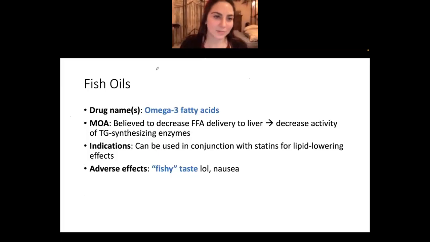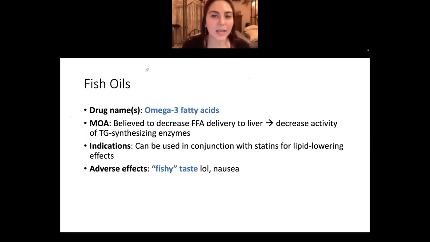So these are your omega-3 fatty acids. You can buy these over the counter. This is actually what I work with in my lab. I love omega-3 fatty acids. We love them. But what they think these do, and this hasn't been proven, they still don't know if this completely works, is that it's believed to decrease free fatty acid delivery to the liver.